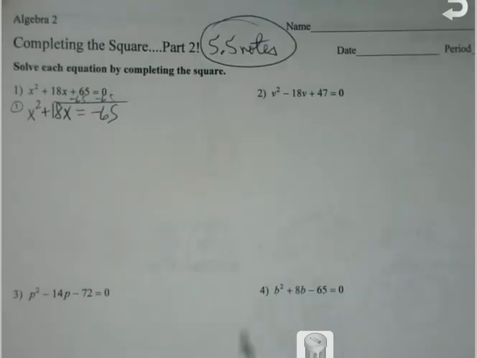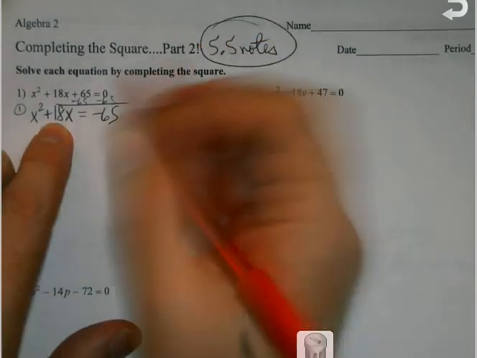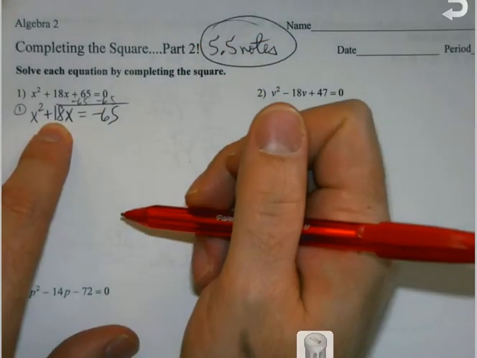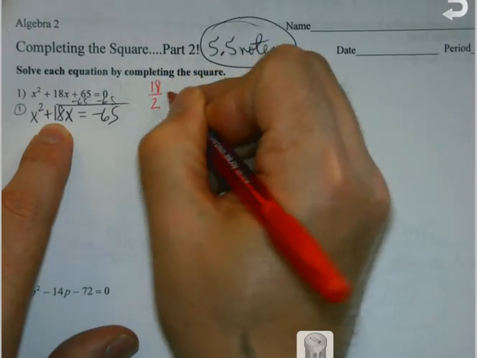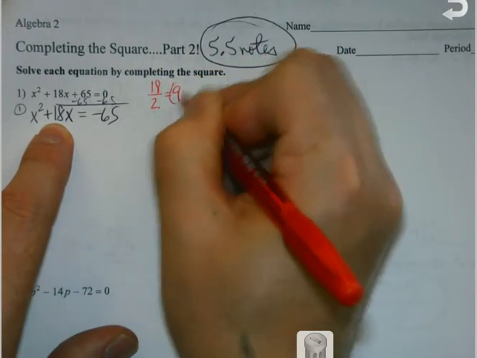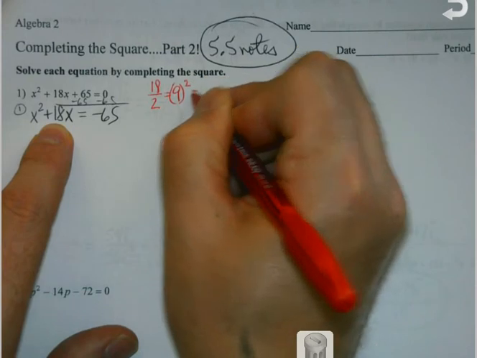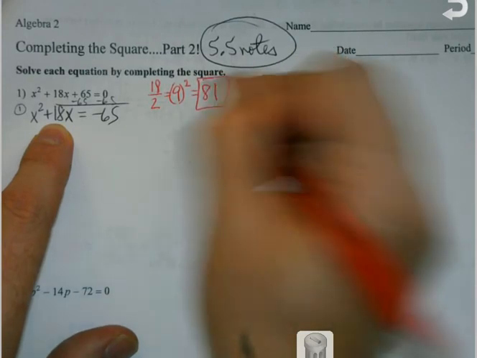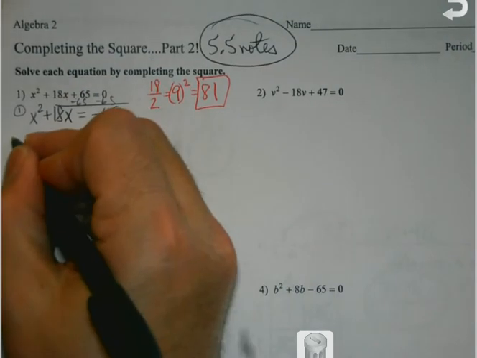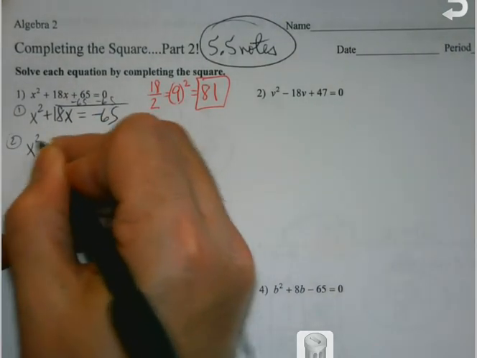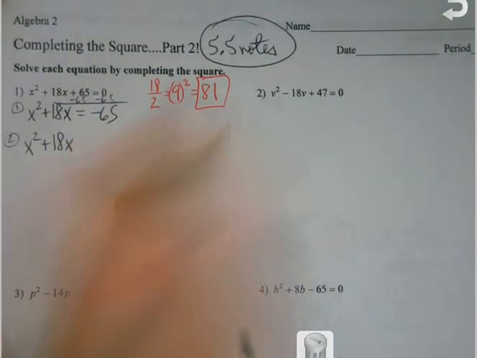Okay. Once we have the x's together, and some of you got part of this before, that number in front of x, my b value, we divide that by 2, and then we square it. That step never changes. That 81 gets added to both sides.